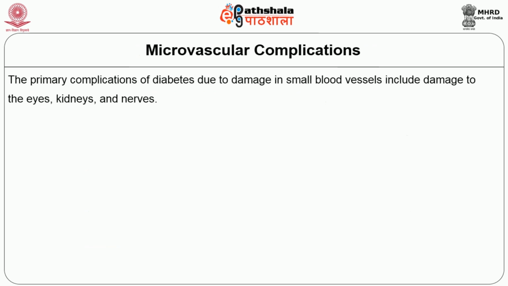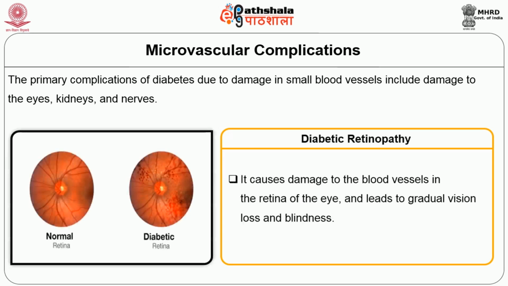What is meant by microvascular complications? The primary complications of diabetes due to damage in small blood vessels include damage to the eyes, kidney and nerves. So the small vessels in these organs, eyes, kidney and nerves, get damaged and lead to complications. The first one is diabetic retinopathy. It causes damage to the blood vessels in the retina of the eye and leads to gradual vision loss and blindness.